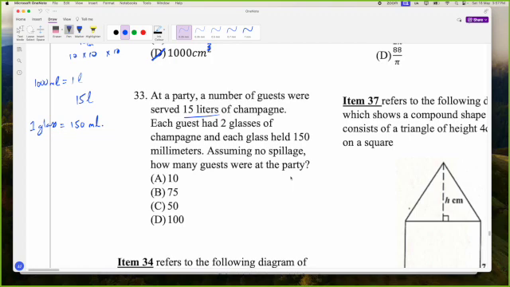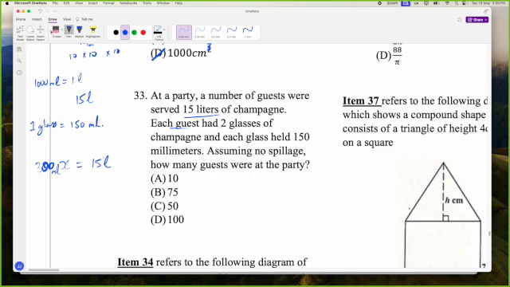A number of guests were served 15 liters of champagne. We don't know how many guests, but each guest had 2 glasses of champagne, which means each guest had 300 milliliters. So 300 milliliters multiplied by the amount of guests will give you 15 liters. So let me change this to liters.